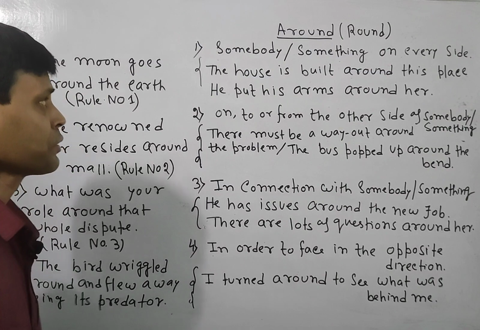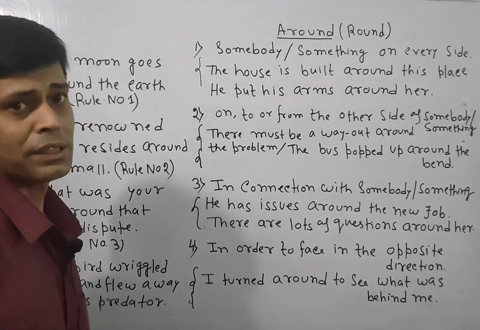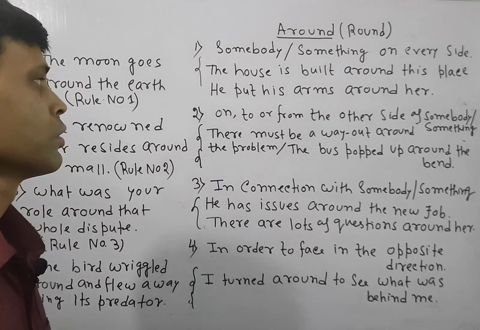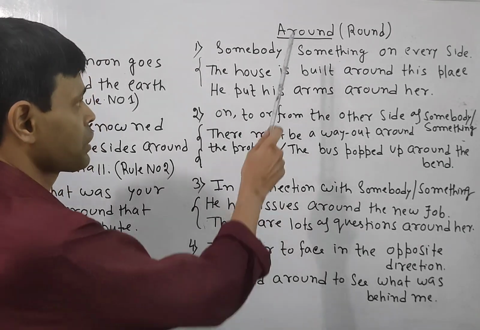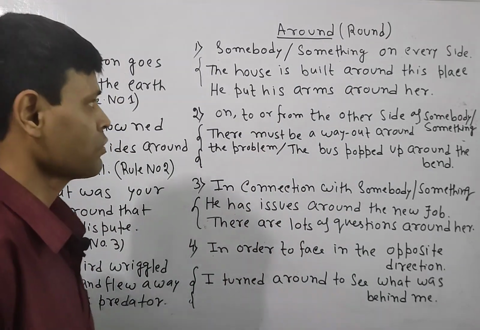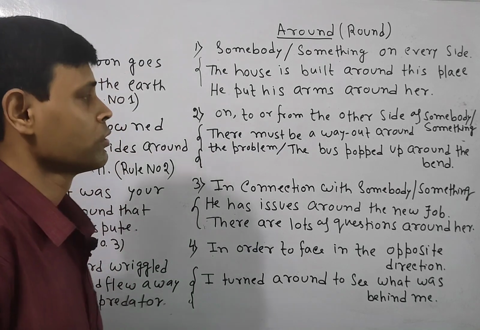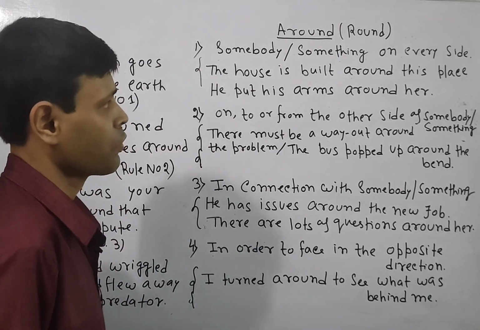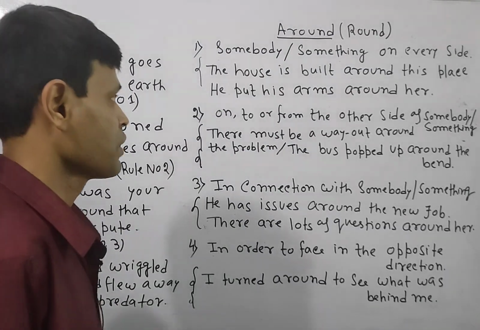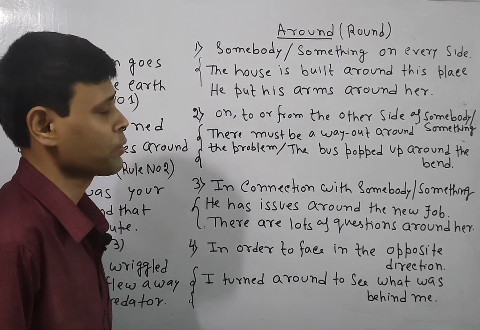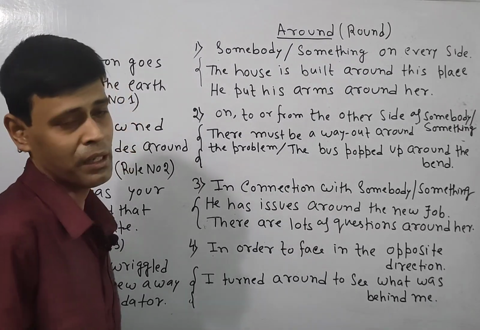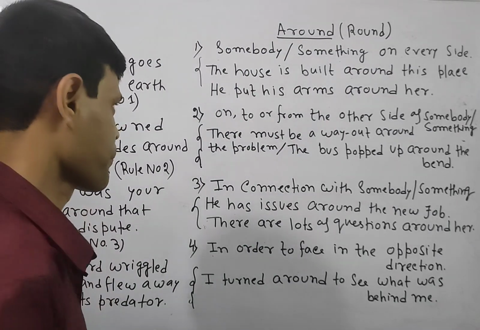Now, dear students, today's class will be about some rules as far as the preposition around is concerned. So the preposition around, alias round. Either you can say around or round. Around is basically based on American English. On the other hand, round is basically based on British English. But still, both are almost similar in meaning. There is no basic difference.